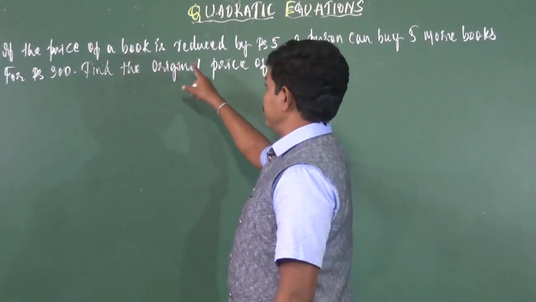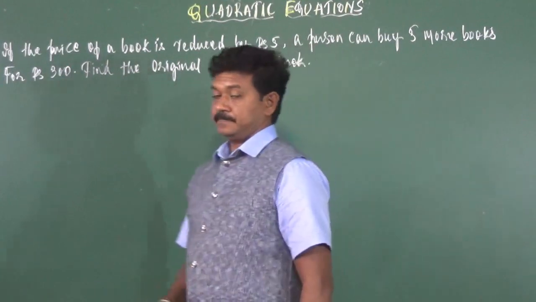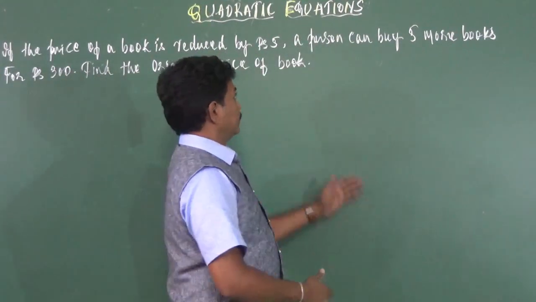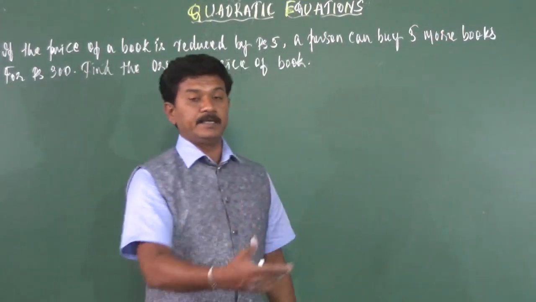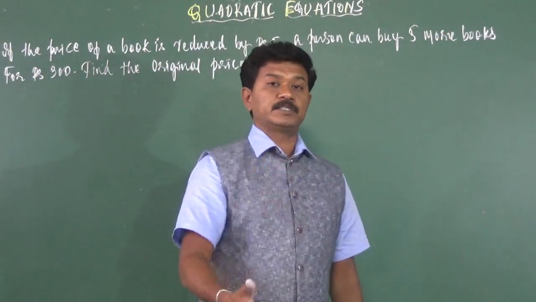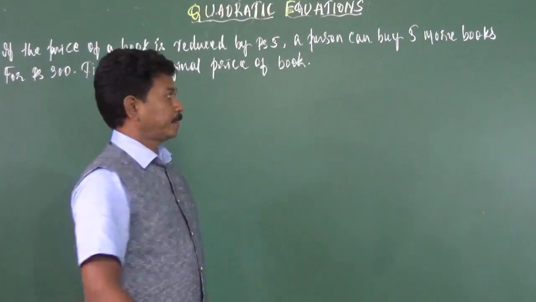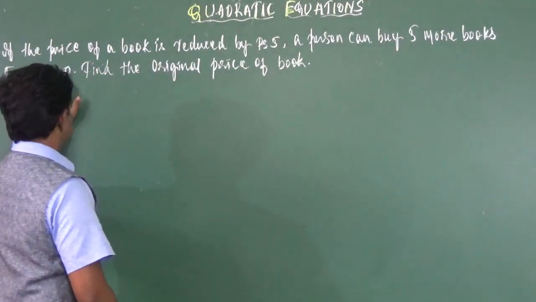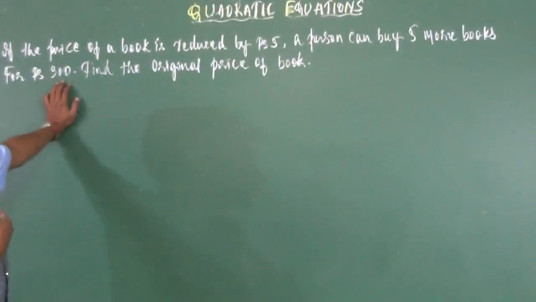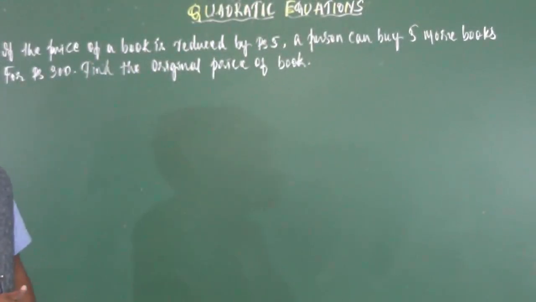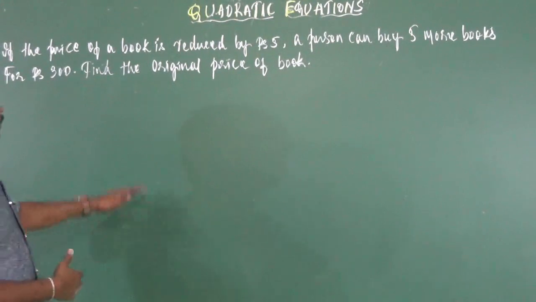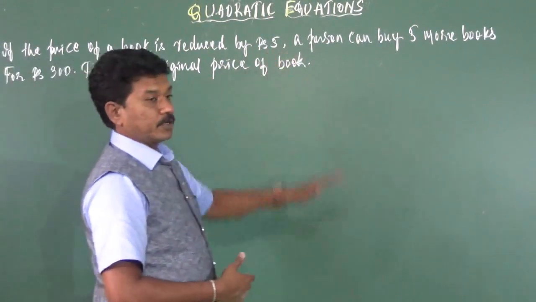If the price of a book is reduced by rupees 5, then the person can buy 5 more books for rupees 300. Instead of 300, I gave you an example of 50 rupees. Instead of books, I gave you an example of chocolates. Right? So, find the original price of the book, he is asking.